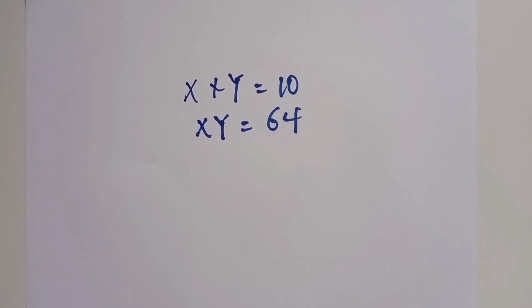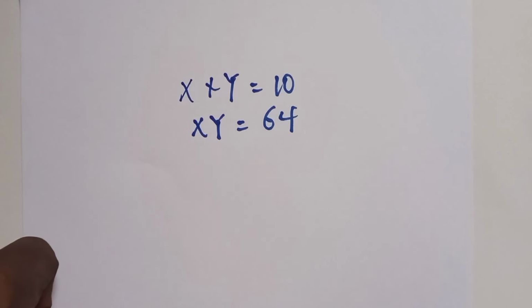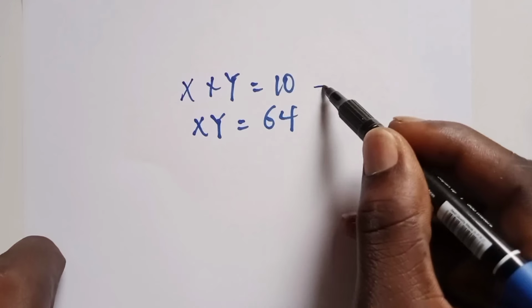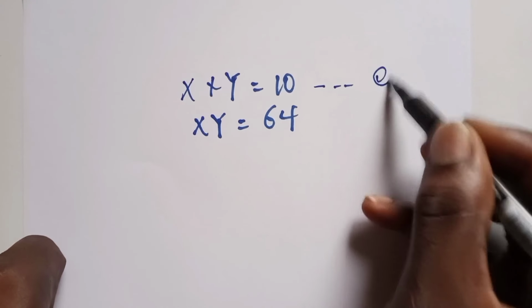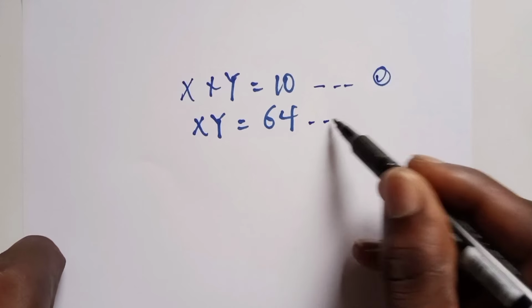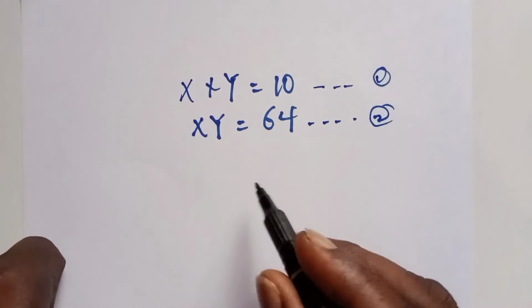We are going to quickly solve this algebraic equation: x plus y is equal to 10 and xy is equal to 64. What is the value of x and y? So firstly, we are going to label this as equation 1 and then we label this one as equation 2.